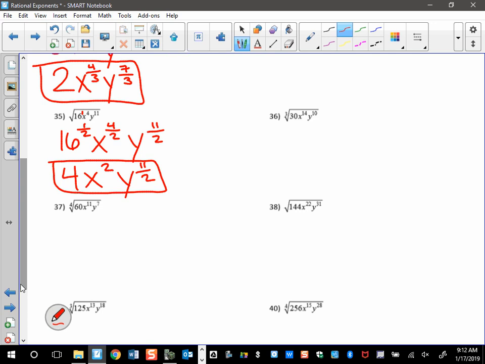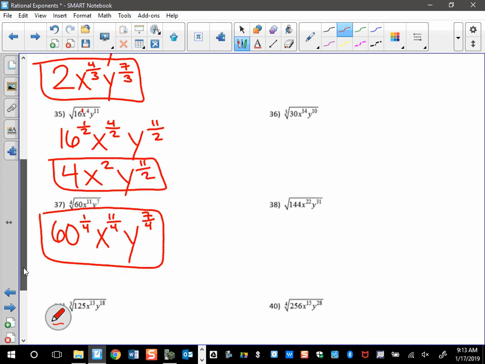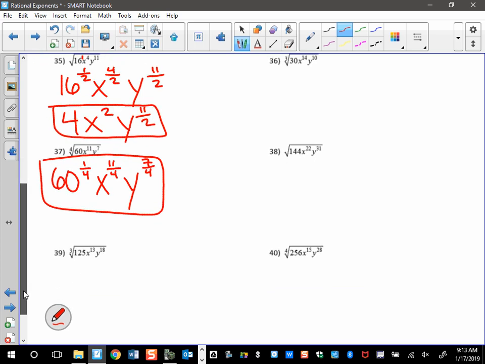Okay, 37. Who wants to tell me what they think that would turn into just when I take it out? 60 to the 1 over 4. X to 11 over 4. Try typing in 60 to the 1/4. Did it work? So I'm done. That's why I said most of the time we're getting out of the exponents and into radicals.